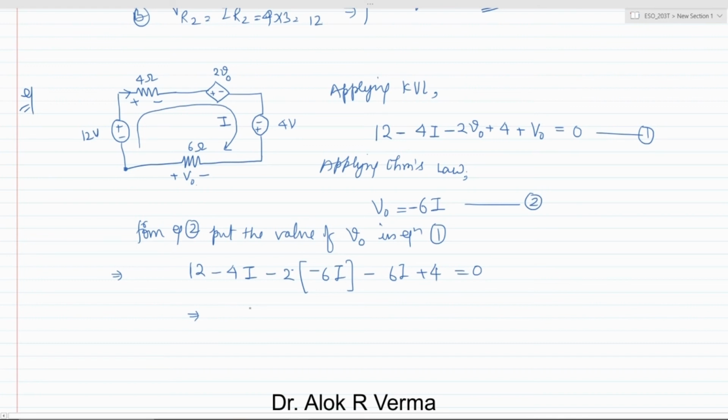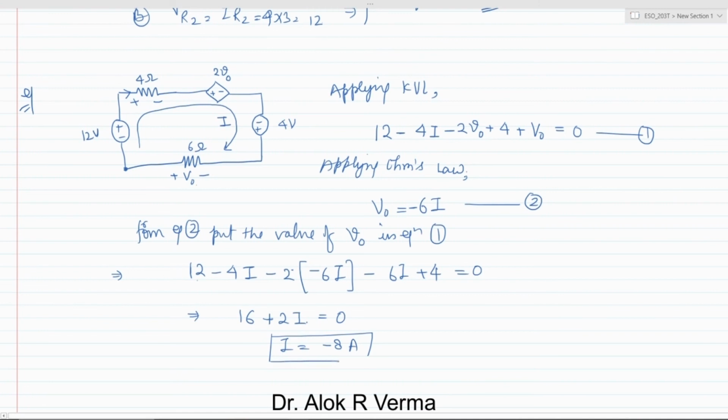So if you solve this circuit, this will be 12 and 4, 16 together, and 4 or 6, 10, and 12, 8. So it means 2 only, right? So 16 plus 2 of I is equal to 0. So I is nothing but minus 8 ampere.